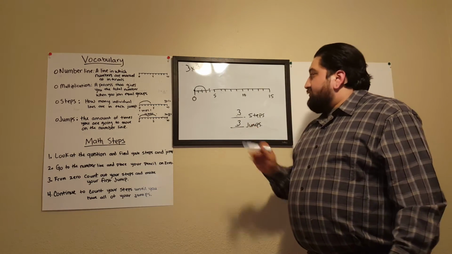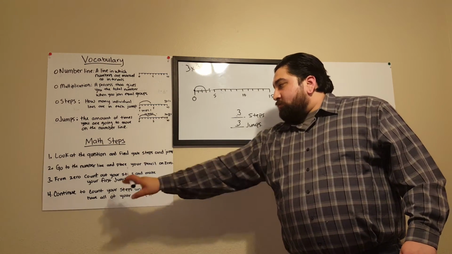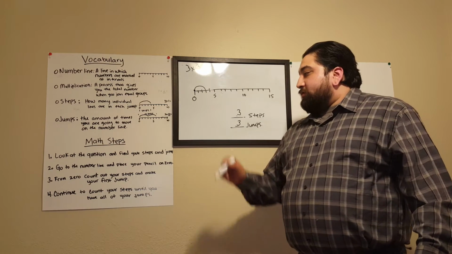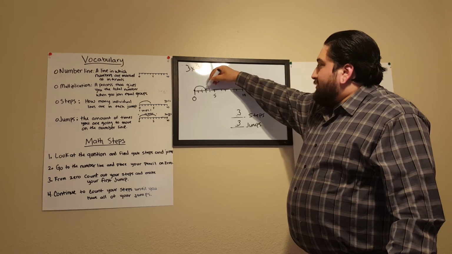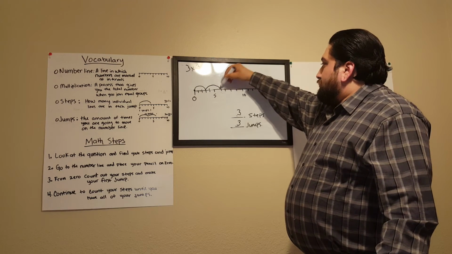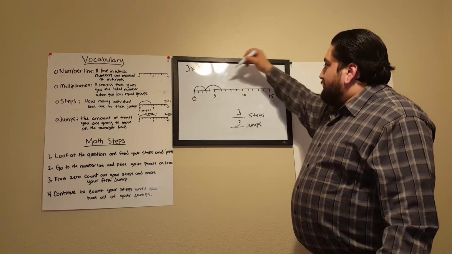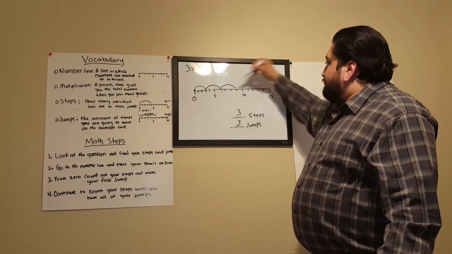And remember guys, we have 3 jumps. So we continue to number 4. We continue to count your steps until you have all the jumps. So we have, starting from where we left off, 1, 2, 3, we make a jump. Then we need one more jump. So we count 1, 2, and 3, make a jump.